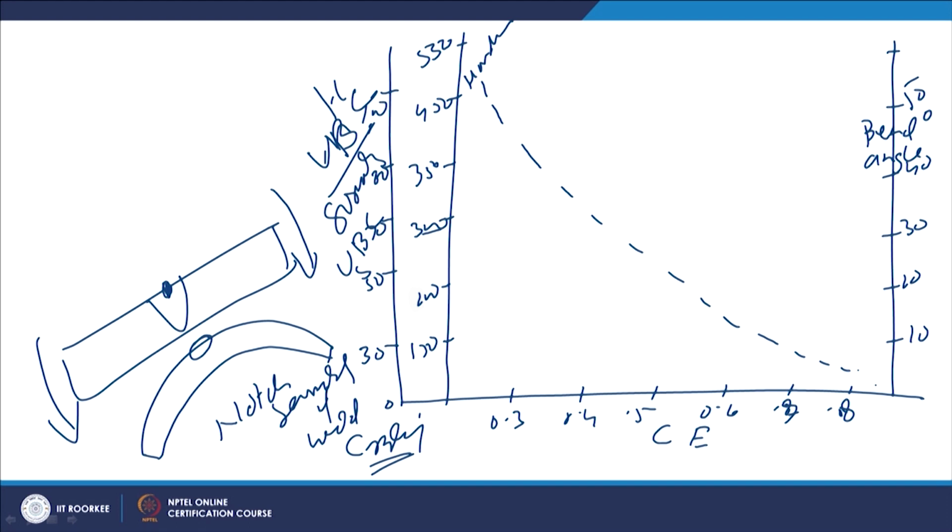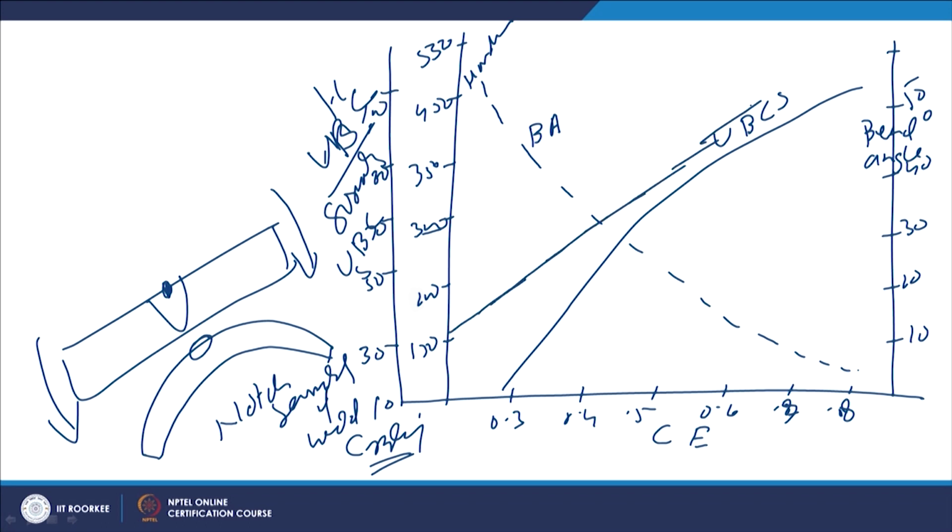On the other hand, the underbead cracking tendency increases from 10 to 30, 50 like this. So, it will be increasing with the increase of the carbon equivalent. This is for UBCS, underbead cracking sensitivity, and this is the bend angle. Bend angle is decreasing and underbead cracking sensitivity is increasing with the carbon content. Then we have the hardness variation. Hardness will continuously be increasing with the increase of the carbon equivalent like this.